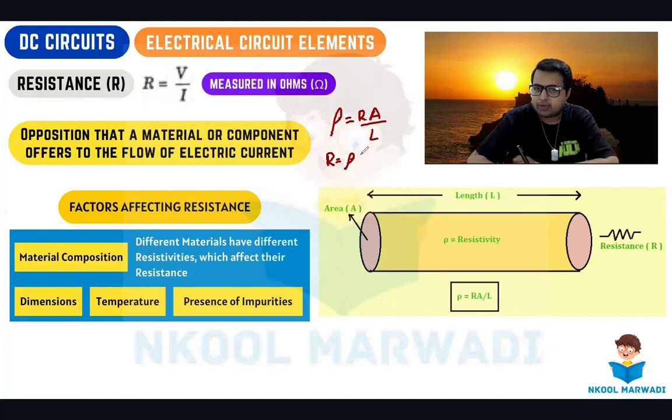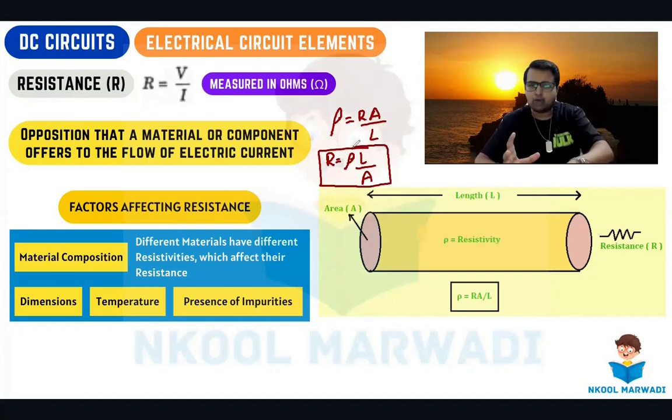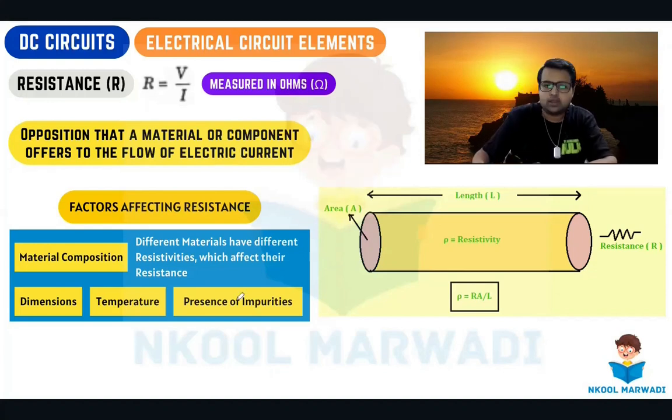Resistance is directly proportional to the length and inversely proportional to the cross-sectional area. So this is a very important formula for resistance. This formula is telling how resistance is getting affected, like how the resistance is dependent on resistivity, length, and area. Similarly, we have some other factors which influence the resistance, that is the temperature.